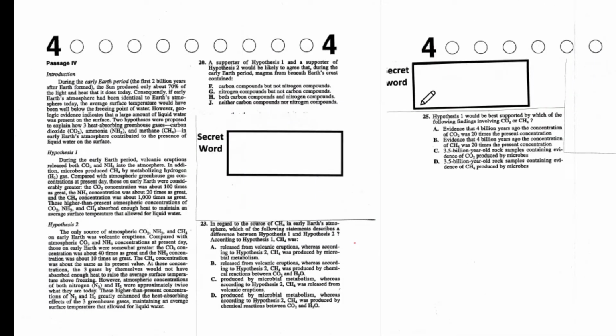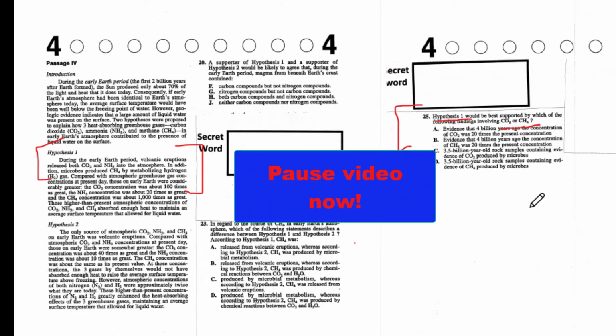It's practice problem number 25. Here it says hypothesis 1 is supported by which of the following? CO2 and CH4. Alright, so go in and read your topic sentence, find these two things. Once you find what's going on in the topic sentence, then look at your answer choices and try to find what's going on with that. Pause the video here. We'll take a look at this closer in a second.